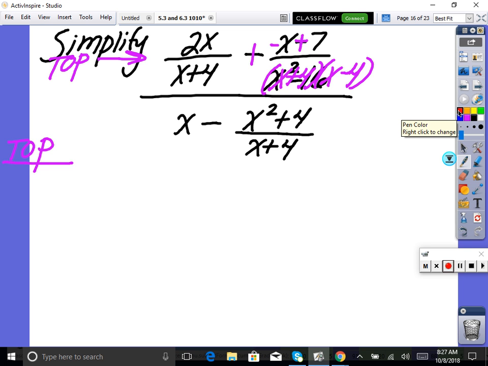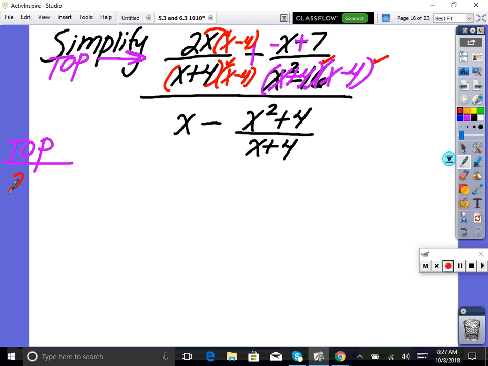Okay, so now you say I need a common denominator. This one has an x plus 4, so does this one. This one has an x minus 4, this one does not. So I need to multiply by x minus 4. The next step when adding or subtracting fractions is to multiply out the numerator. So I'm showing my work right here.